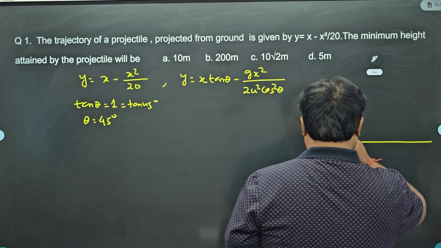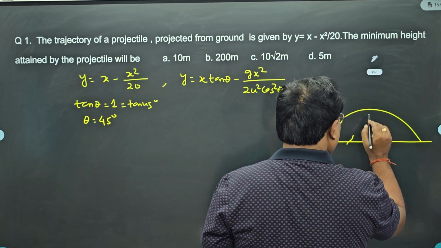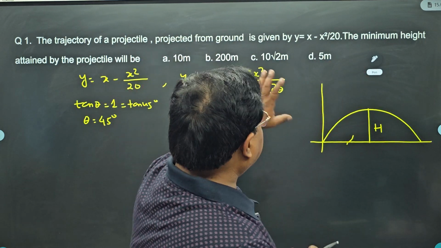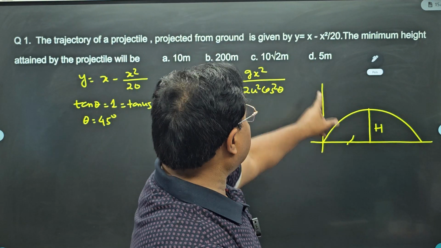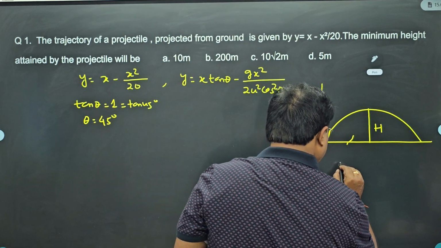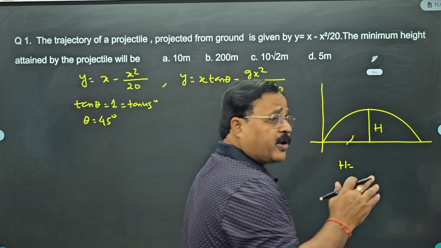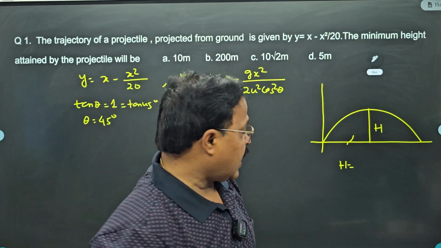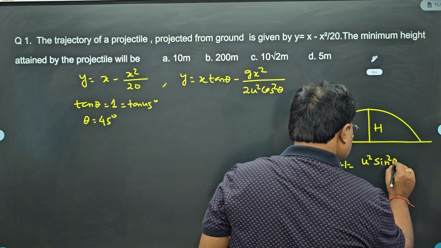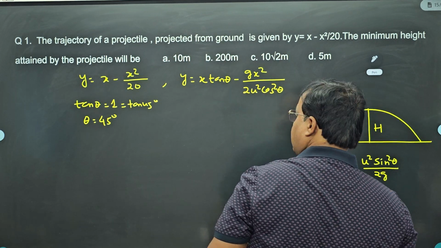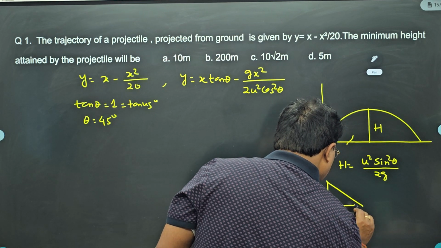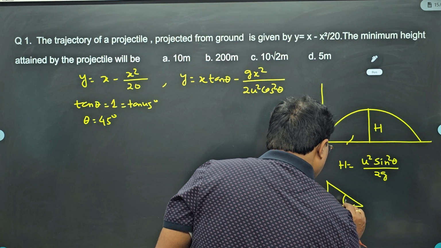You see here, this is projectile motion and we have to find the height attained if its equation is given by y is equal to x minus x square by 20. What is the expression for height? We derived this expression in our first class. The expression for height is u square sine square theta by 2g. You see, tan theta is equal to 1. If tan theta is equal to 1, what is sine theta?